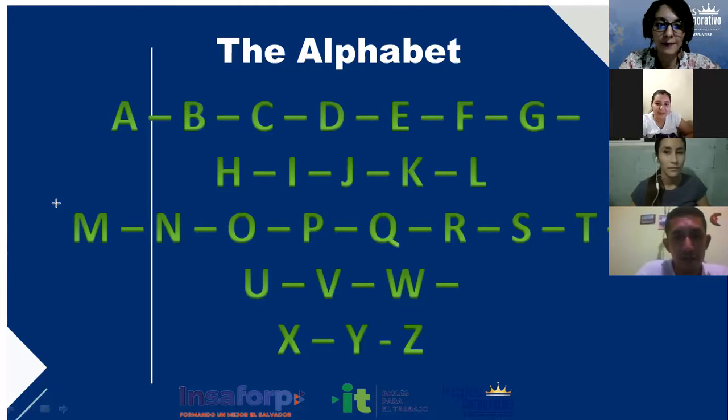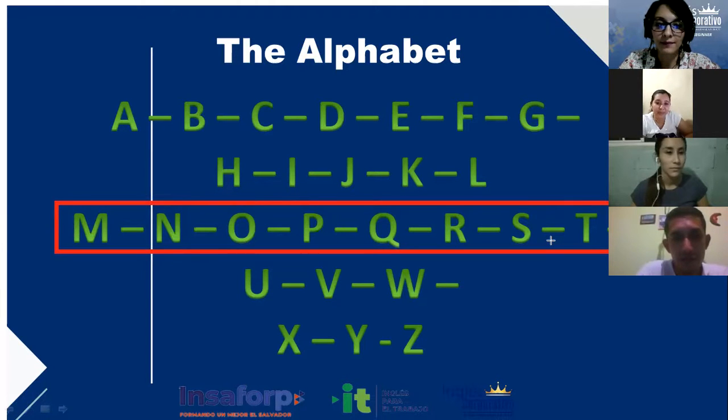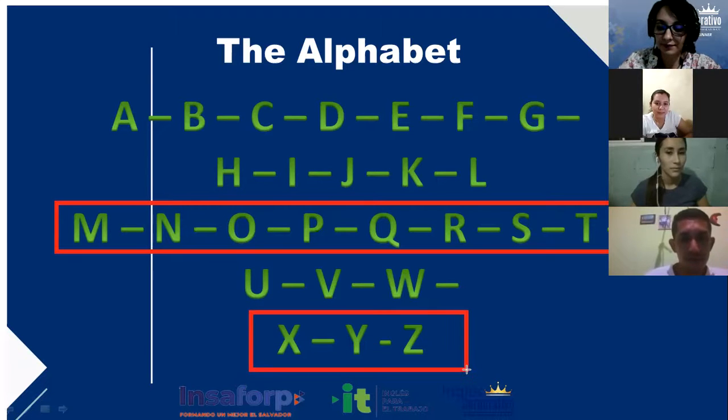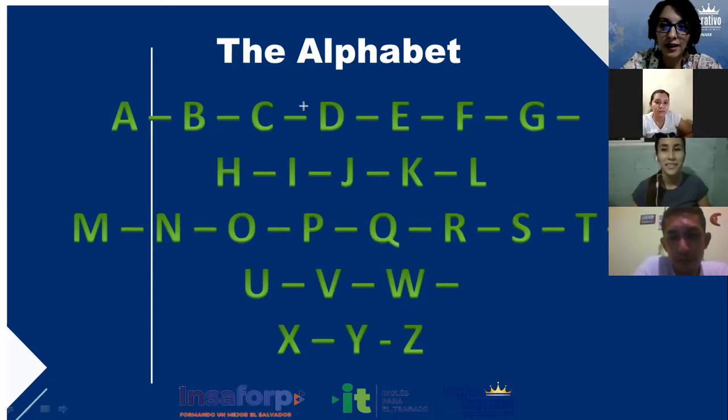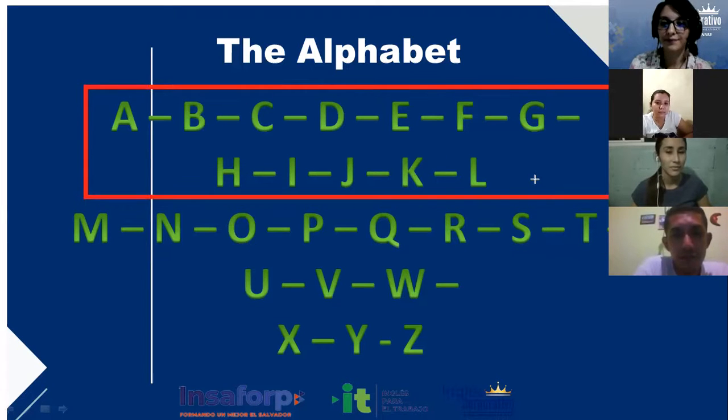Okay, sería M, N, O, P, Q, R, S, T. Correct. Okay, now the last one. X, Y, Z. U, V, W. Correct. And now the next two. A, B, C, D, E, F, G, H, I, J. Espera, ya me confundí. J, K, L. Very good. Yes, that's correct.